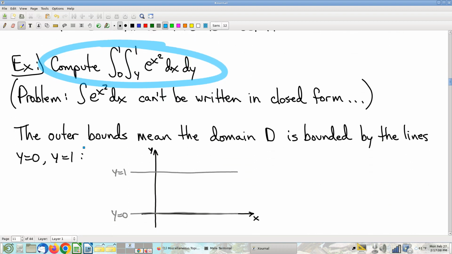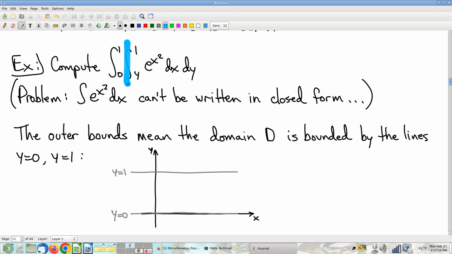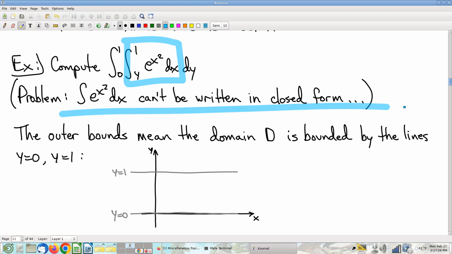Sometimes you run into a problem, such as in this case, trying to compute this inside integral. And again, that's the deal. If you want to compute an iterated integral, you've got to start on the inside. Well, I would need to find an antiderivative of e to the x squared, and you can't. There's what we call no closed form antiderivative.